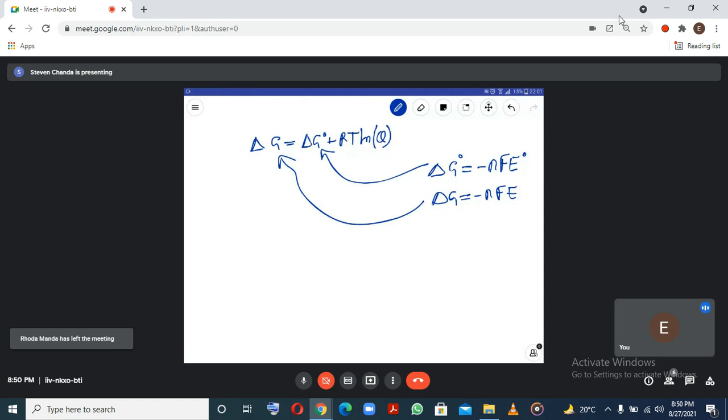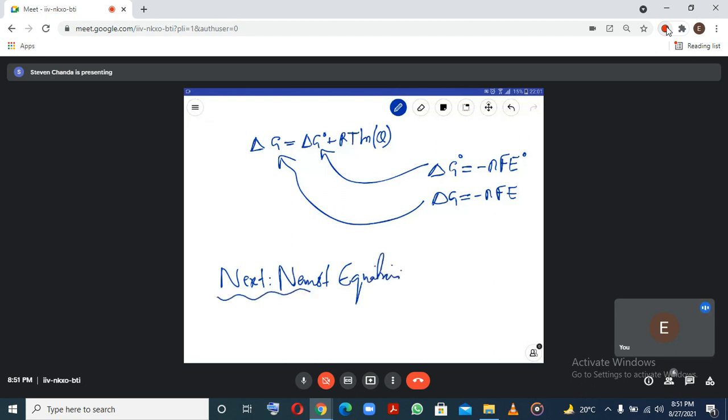Are there any questions? Tomorrow we'll look at the next equation, but are there any questions with regards to what we've done?